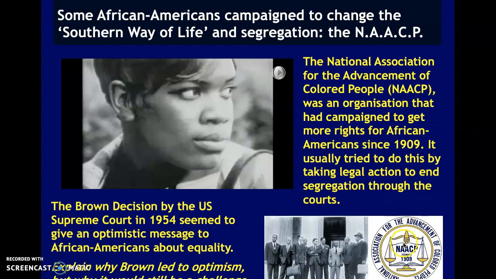So this organization, called the National Association for the Advancement of Colored People, took it to court. They went to the Supreme Court, and the Supreme Court eventually decided that segregation in schools was unconstitutional. It was against the US Constitution, and this was a big turning point in American history. It's called the Brown decision. What I want you to do is explain why the Brown decision led to optimism, but also why it would still be a challenge. All right, so copy this down in your books, and then watch the video, and then answer that question at the bottom there.